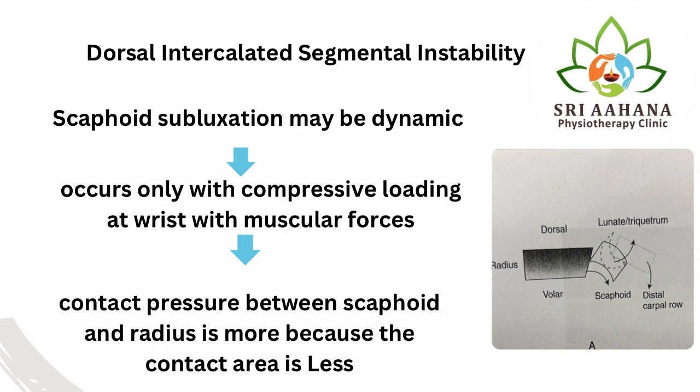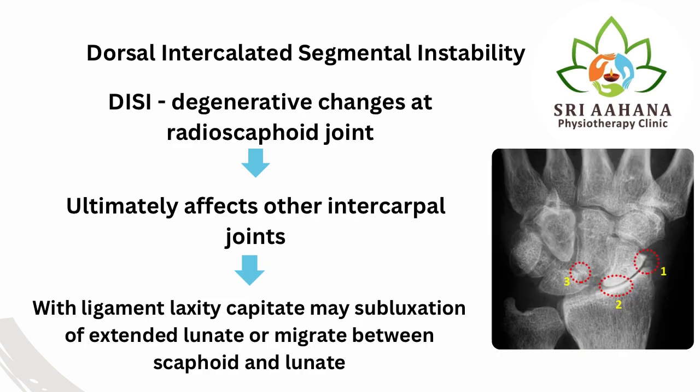Scaphoid subluxation may be dynamic and occurs only with compressive loading at the wrist with muscular forces. The contact pressure between the scaphoid and the radius is more because the contact area is less. In DISI, the degenerative changes at the radioscaphoid joint will ultimately affect other intercarpal joints.